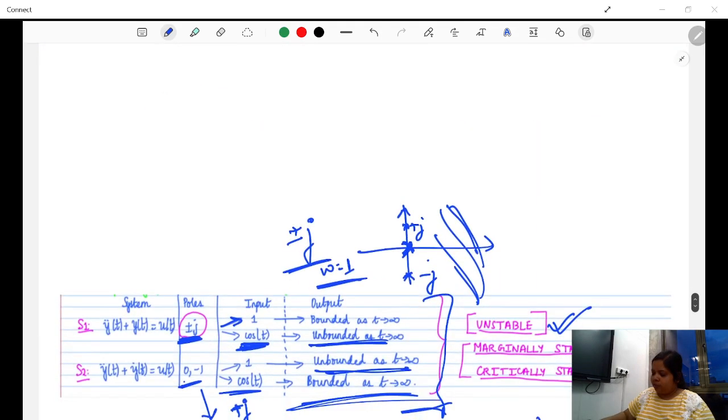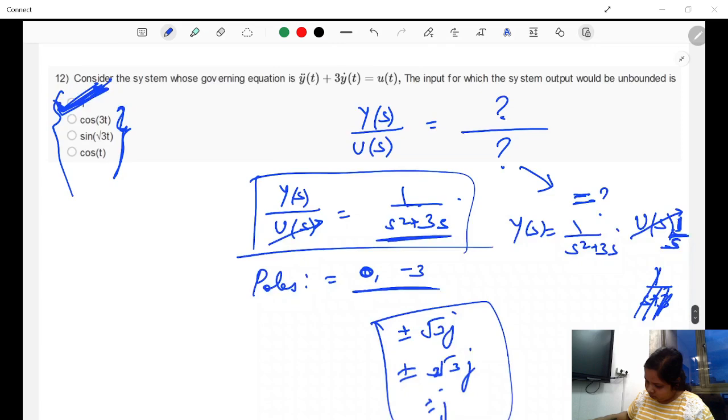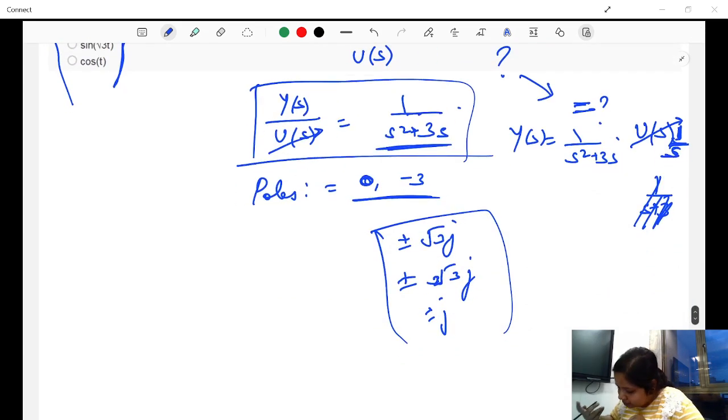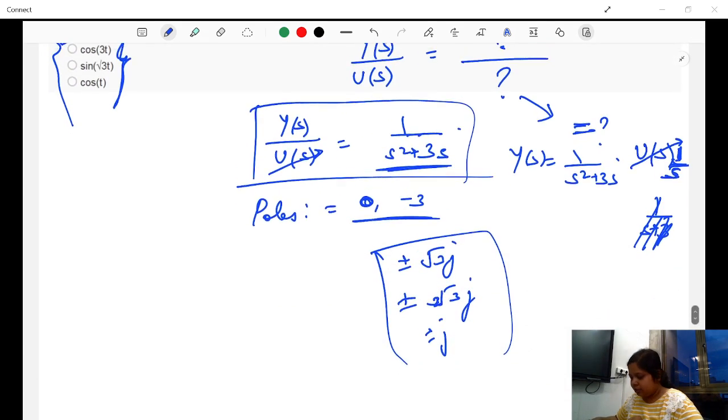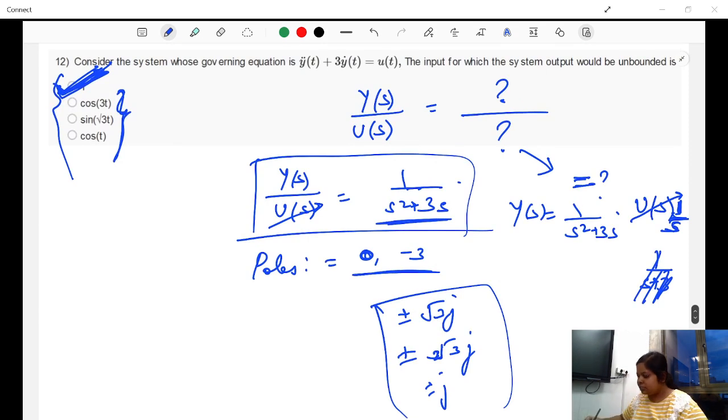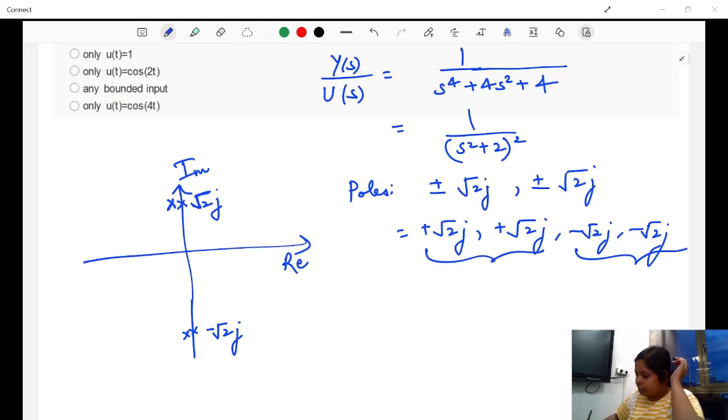Means here already the system is unstable. Since the system has poles in such a way, the system already had repeating poles on the imaginary axis. The system is already going to exhibit unbounded response behavior irrespective of any input you apply.